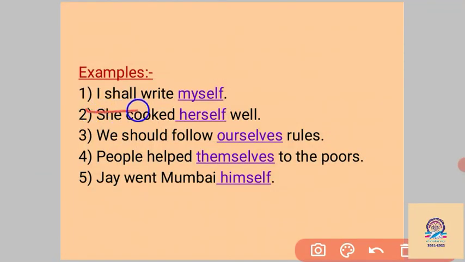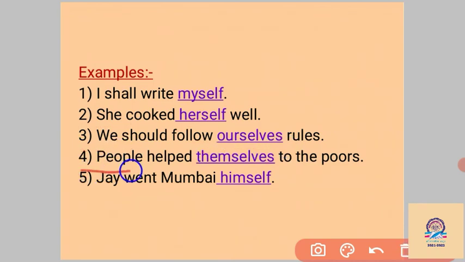Suppose I shall write myself here. I is given in the example, so I changes into myself. Then, she cooks herself well, so she changes into herself. Then we should follow our rules: we must follow the rules and regulations ourselves. So I changes into myself, she changes into herself, and we changes into ourselves.